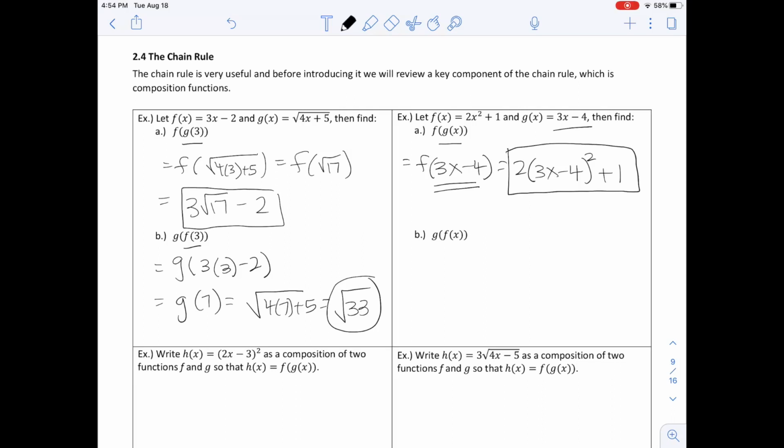Likewise, for part B, our inside function is f of x. So we have g of f of x, and f of x is equal to 2x squared plus 1. Now we're going to substitute this into g. So we have 3 times, and instead of x, we're going to put 2x squared plus 1, and then minus 4. From here, when you distribute, you can combine the 3 and the minus 4, and you'll end up with 6x squared minus 1.